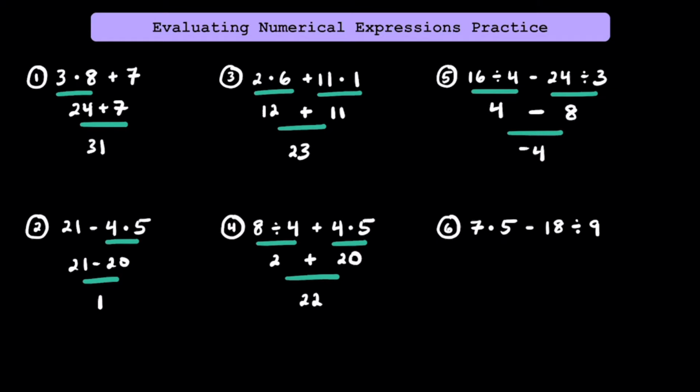In number 6, we have 7 times 5 minus 18 divided by 9. We'll start with the 7 times 5, and that's going to be 35. Then we'll do 18 divided by 9, which is going to be 2. And subtracting this 35 minus 2, we're going to get 33.